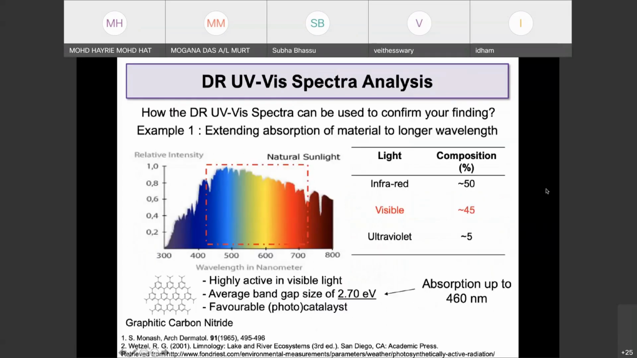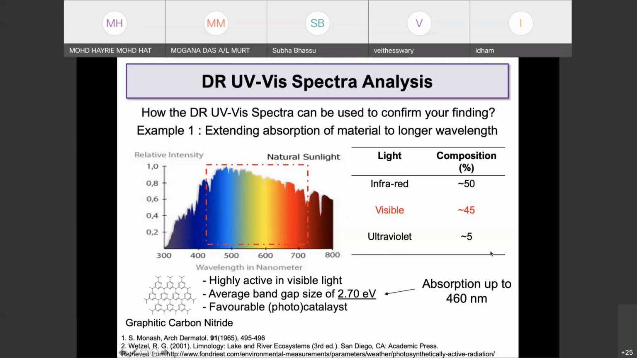Okay, case study. So how can the DRUV-based spectra be used to confirm your finding? Example one, extending the absorption of the material to a longer wavelength. You can see that natural sunlight consists of 45% visible light, compared to ultraviolet, only 5%. So because natural sunlight consists of 45% visible light, you want to fully utilize it.